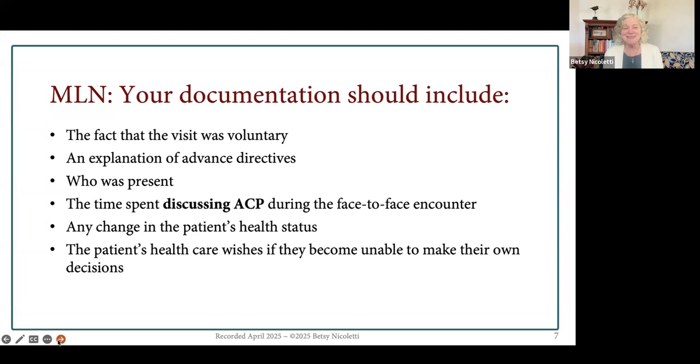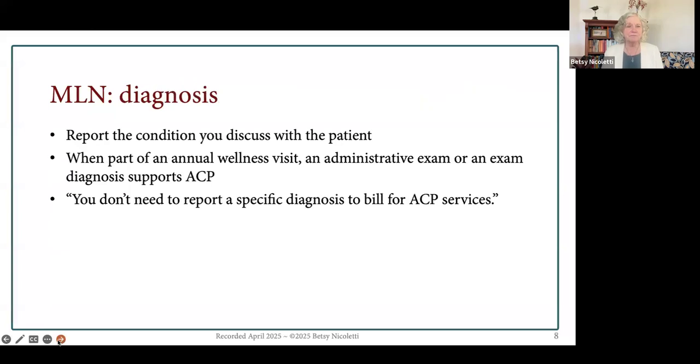The time spent discussing advanced care planning during the face-to-face encounter. Any change in the patient's health status. A change in the patient's health status often triggers the discussion of advanced care planning, and the patient's healthcare wishes if they are unable to make their own decisions.